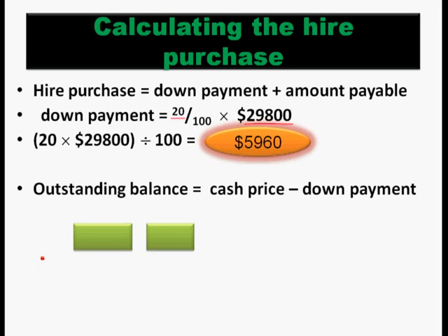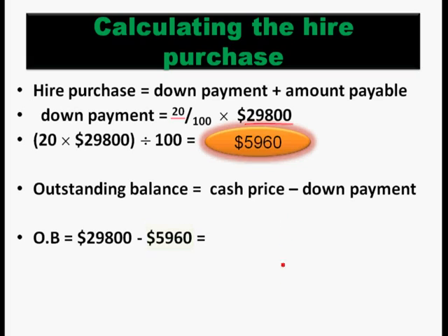Now, your outstanding balance is equal to what? The cash price minus the down payment. Because remember, before when you worked out the outstanding balance, we had used the marked price. But this time we're using what? Cash price. Good. So the outstanding balance then is equal to the cash price minus the down payment. So therefore, OB, which means outstanding balance, is equal to cash price, which is 29,800, minus the down payment, which is $5,960.